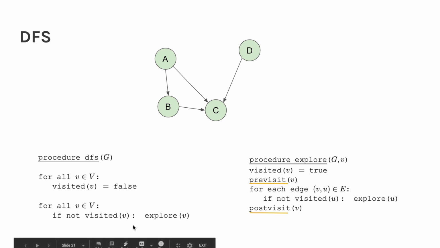So hopefully that made sense. As you could see from here, we went from A to B to C, so we try to go as deep as possible, and then we backtracked. So we went back to B, then to A to see if there's anything left, and then there wasn't.